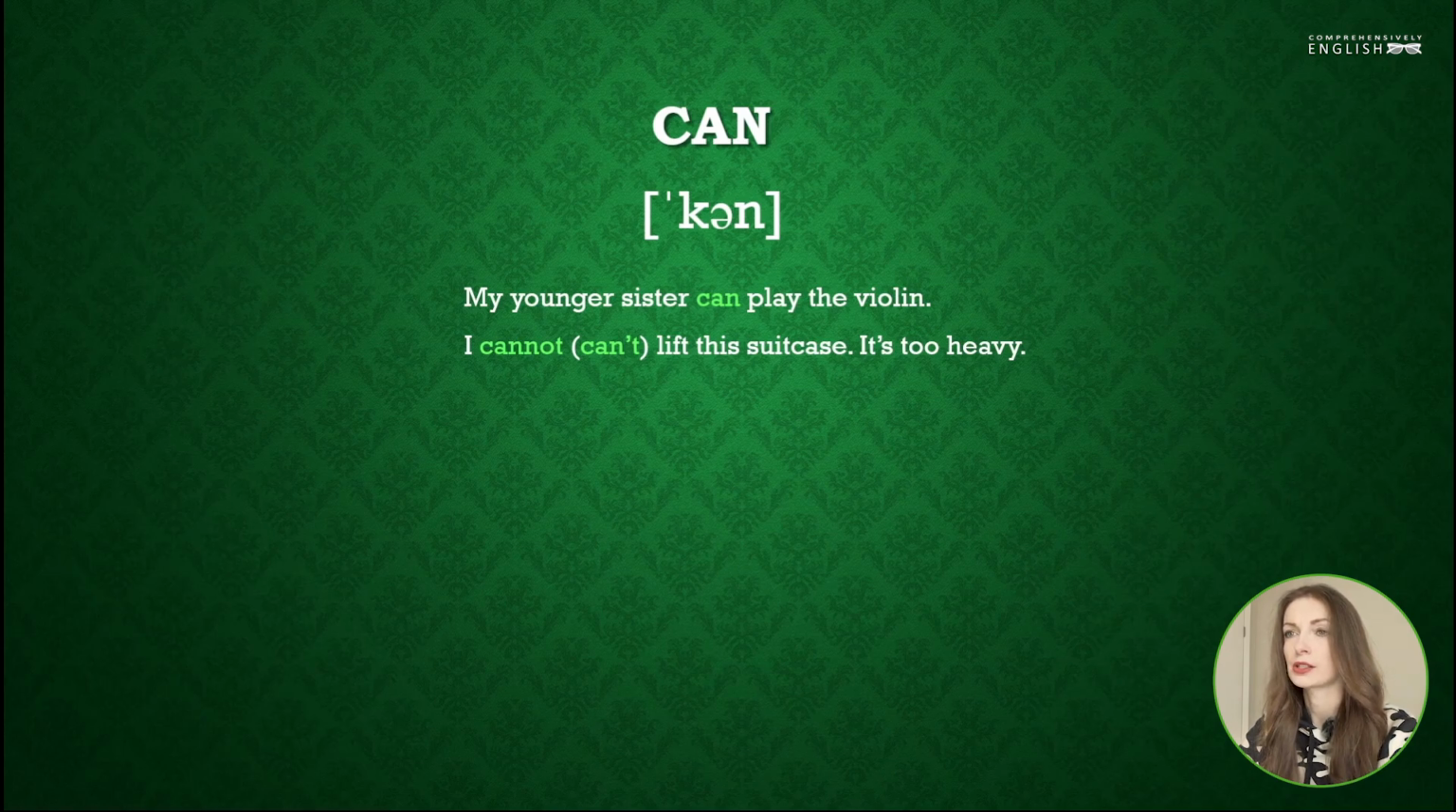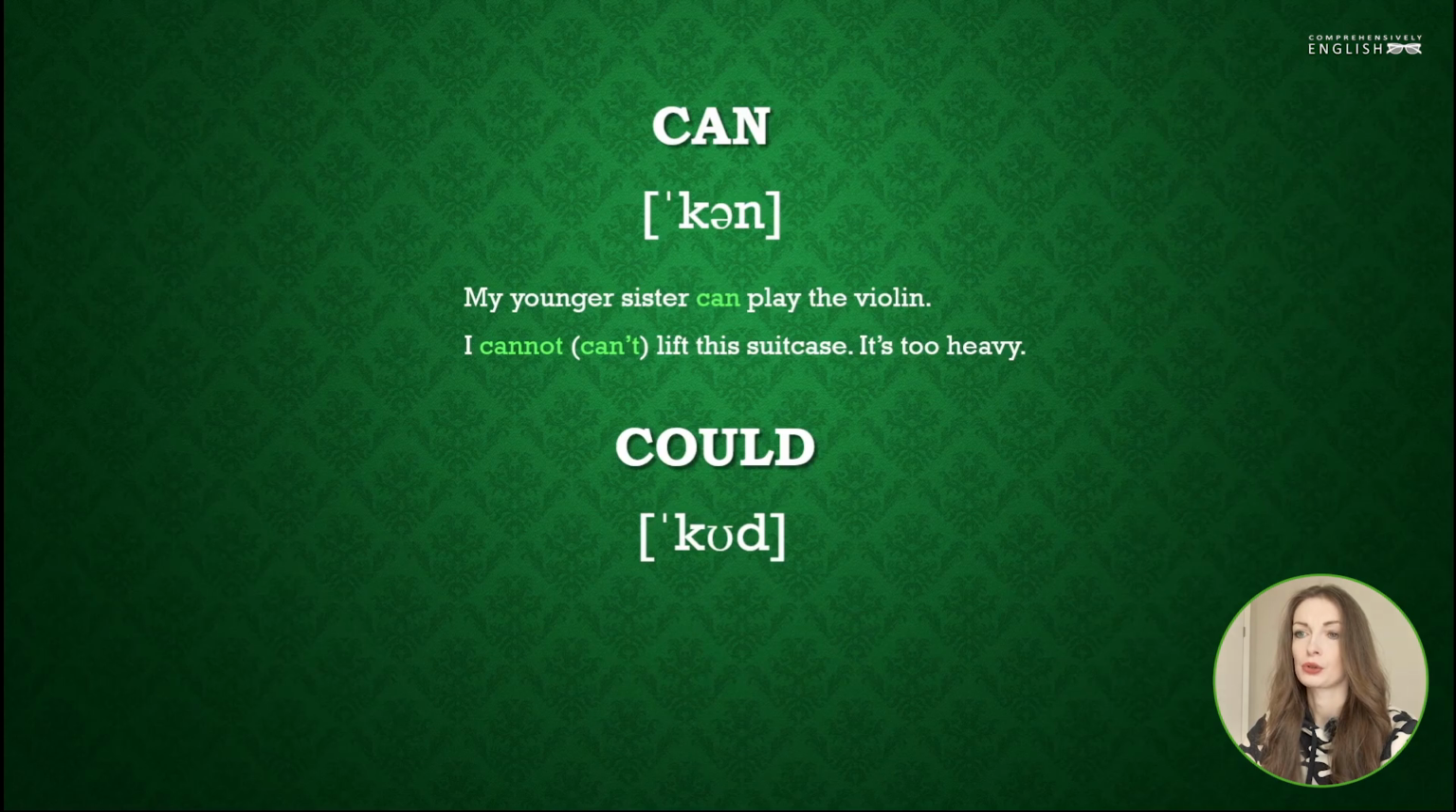As you see, there are two ways to create a negative form for can. It's cannot. It's the only modal verb that adds the particle not like this, cannot. And can't, which is a shortened form. The meaning of these two is absolutely the same, of course. Could is pronounced with the sound U. We don't read letter O in this word, so it's could.